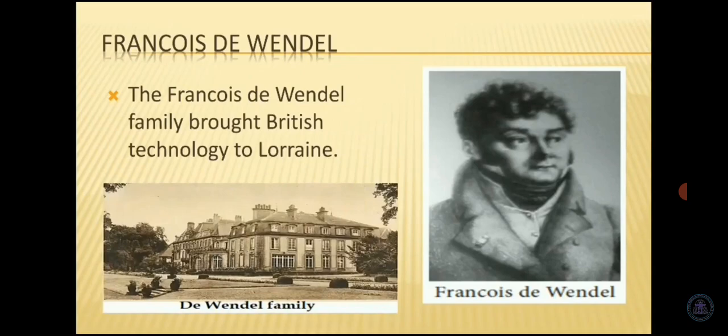The Francois de Wendel family brought British technology to Lorraine, a region in France. The family introduced the steam engine in coal mining and puddling for iron smelting. By the 1860s, the de Wendel family employed nearly 10,000 workers, diversifying its business into other heavy industries such as railroad construction and shipbuilding.